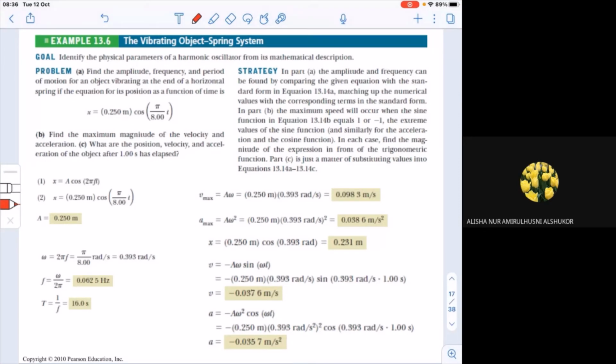Okay, so this is another example of the vibrating object-spring system. Find the amplitude, frequency, and period of motion for an object vibrating at the end of a horizontal spring, if the equation for its position as a function of time is given. In this kind of example, they have already given some equations for us. So please remember x equals A cos omega t.